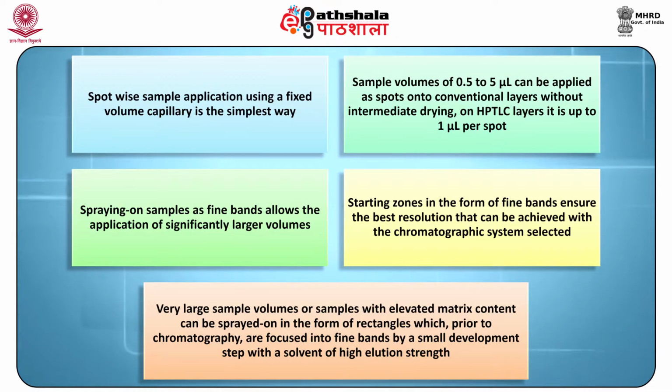Spot-wise sample application using a fixed volume capillary is the simplest way. Sample volumes of 0.5 to 5 microliters can be applied as spots into conventional layers without intermediate drying. On HPTLC layers, it is up to 1 microliter per spot. Spraying the samples as fine bands allows the application of significantly larger volumes.